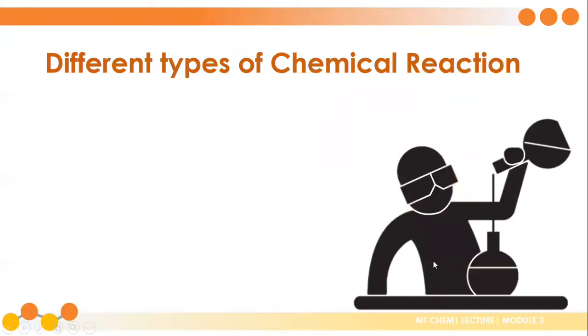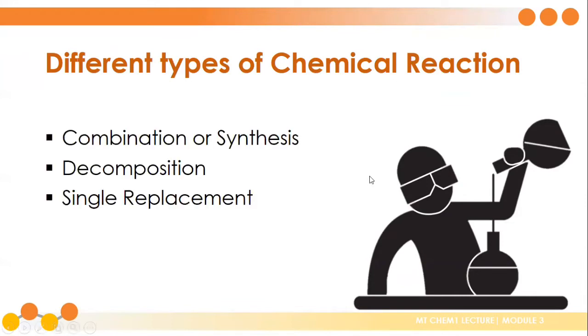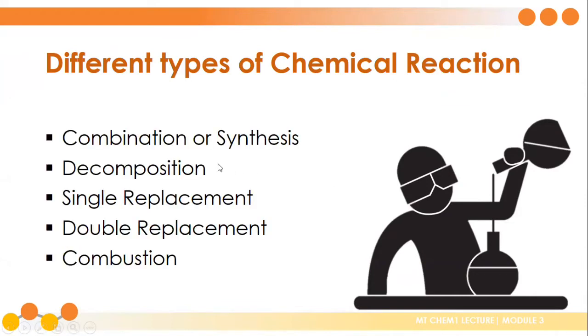Now let's proceed to the different types of chemical reactions. We'll be discussing 5 different types of chemical reaction: combination or synthesis, decomposition, single replacement, double replacement, and combustion. We'll be discussing their definition and how you can observe them in a chemical equation.